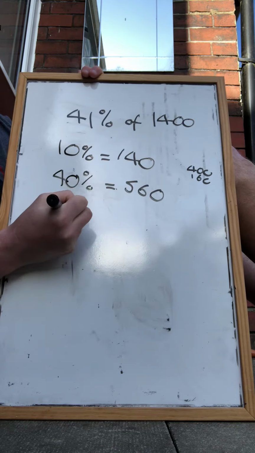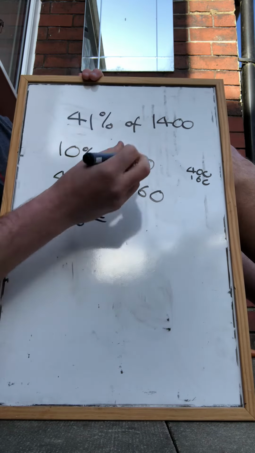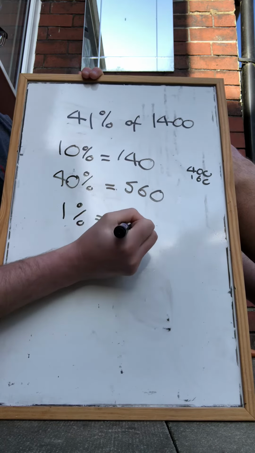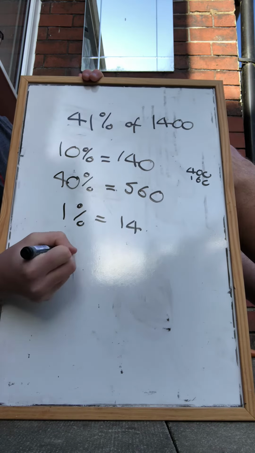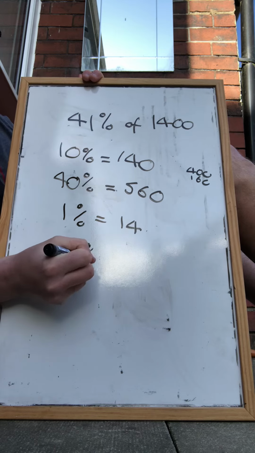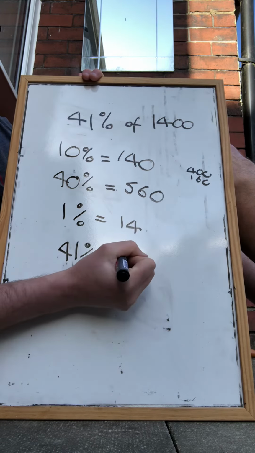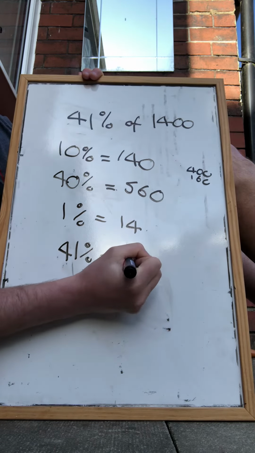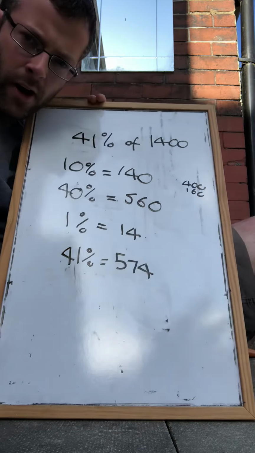Now don't forget this 1%. To find 1%, I'm going to divide that by 100, so it's 14. So that means that 41% is my 560 plus that one, so 574. Hopefully all that makes sense.